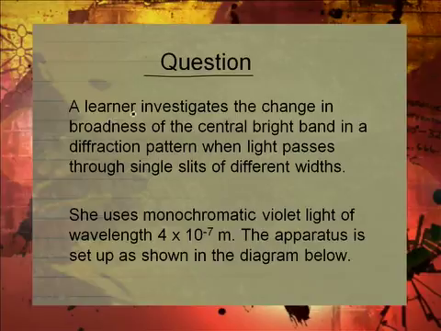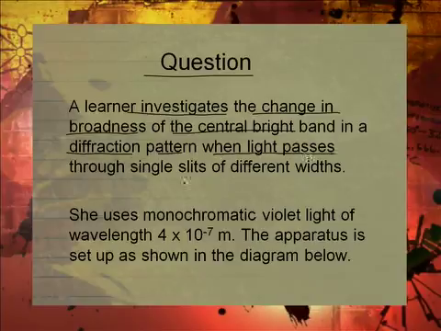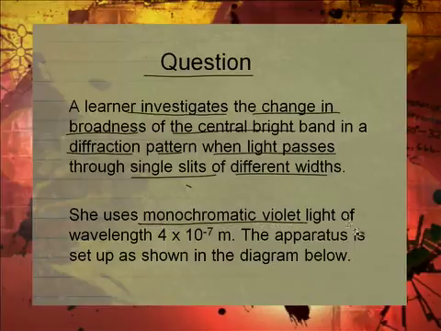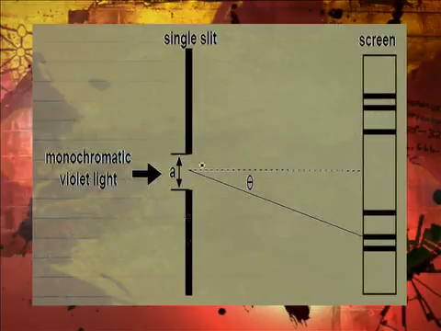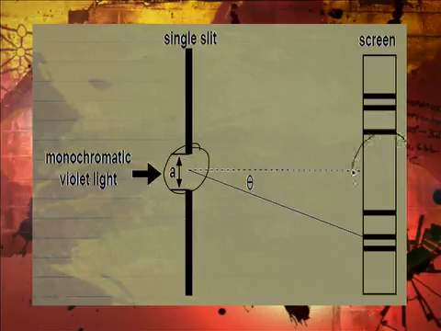It says here, a learner investigates the change in the broadness of the central bright band in a diffraction pattern when light passes through single slits of different widths. She uses monochromatic violet light of wavelength 4 × 10^-7 meters. The apparatus is set up as shown in the diagram below. Okay, so there is the setup. There is your single slit, which is changed more often to see the effect on the size of the central bright band. There is your monochromatic violet light.